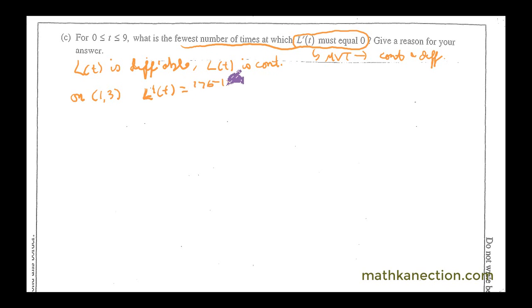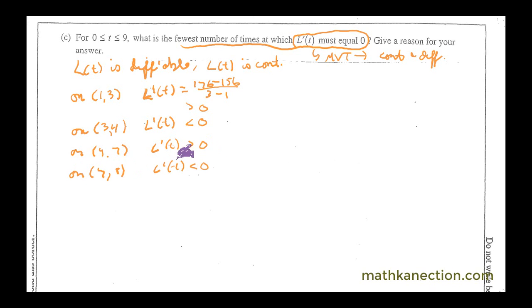So using slope on the interval from 1 to 3, calculating L prime of t, which would be 176 minus 156 over 3 minus 1, which comes out positive. Then calculating the slope on the interval from 3 to 4, L prime of t comes out negative. On the interval from 4 to 7, L prime of t is positive. On the interval from 7 to 8, L prime of t is negative. And then on the interval from 8 to 9, L prime of t is also negative.